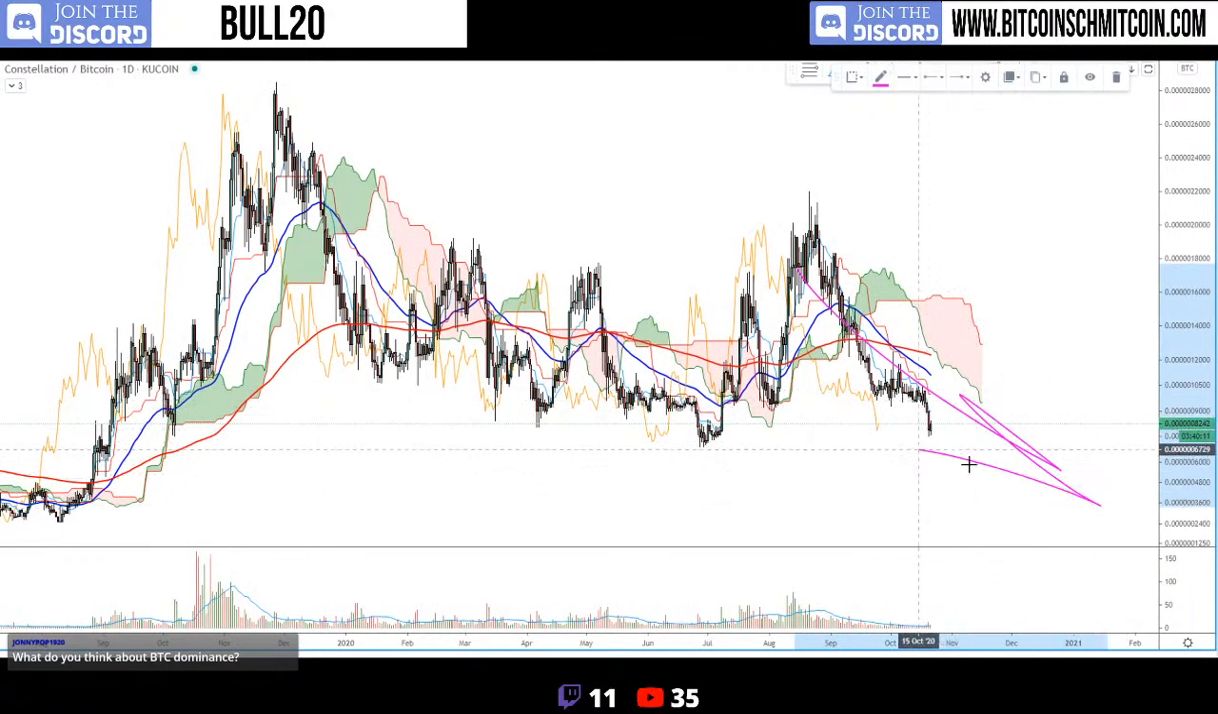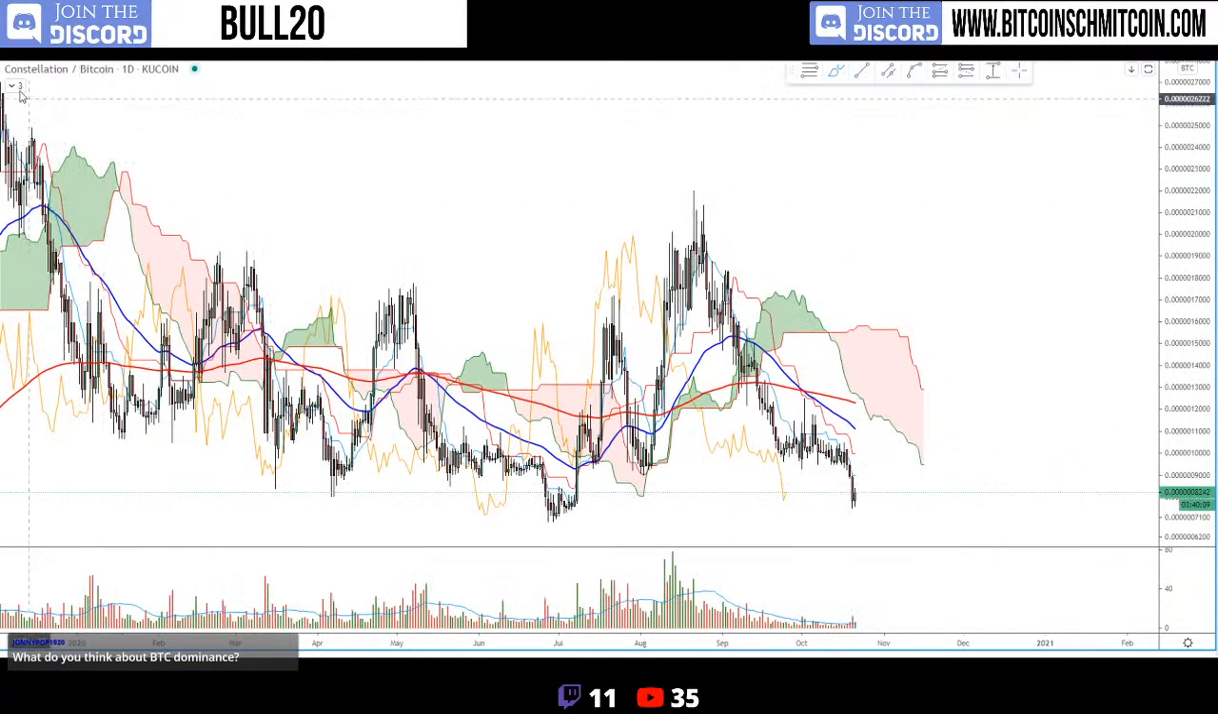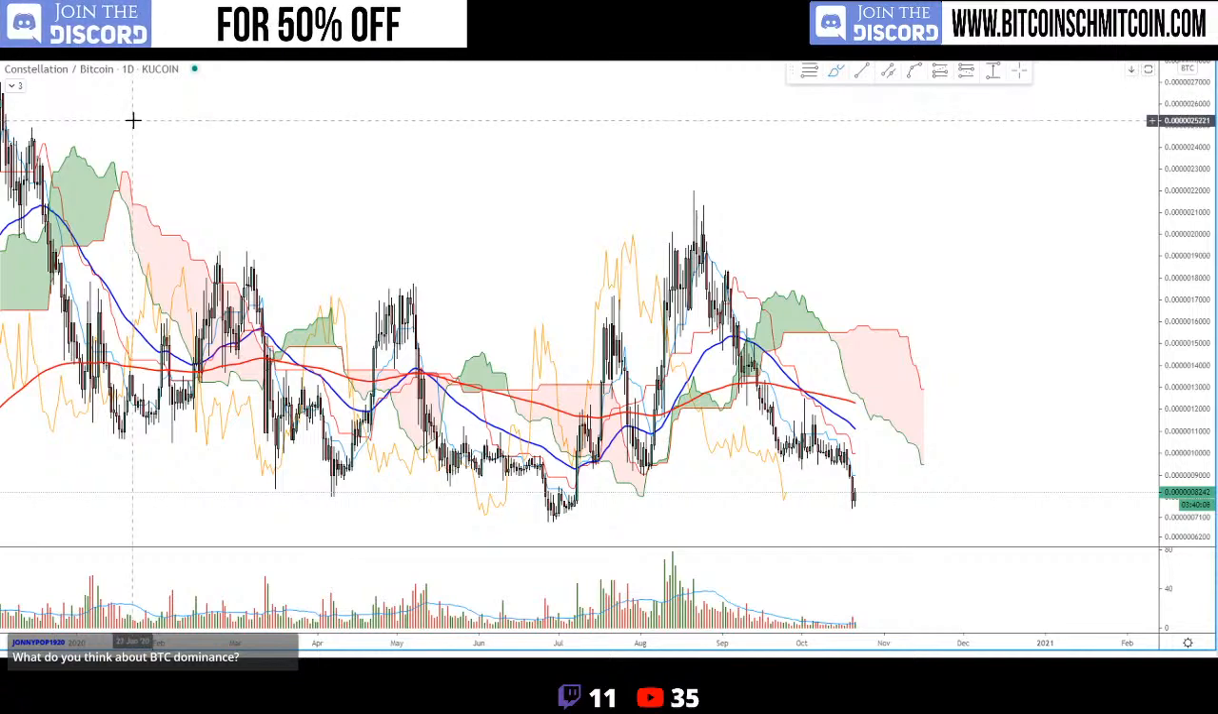This just looks like downward continuation. No signs of stopping there. You know, maybe it forms a range at the bottom, but it's not what the trend suggests.